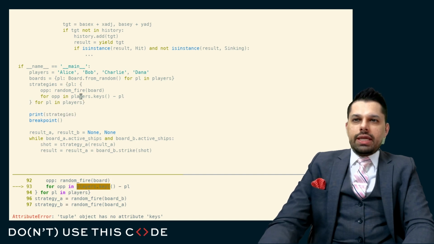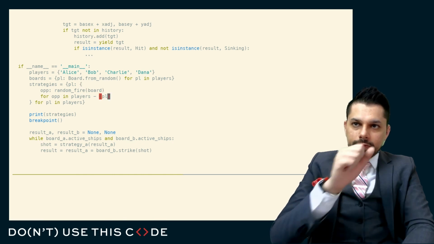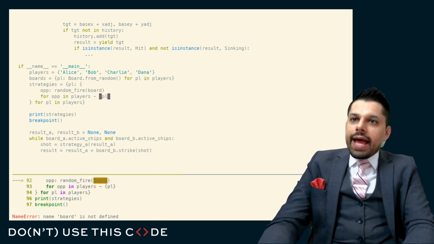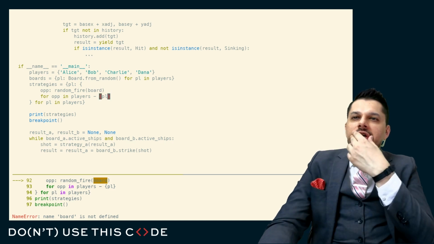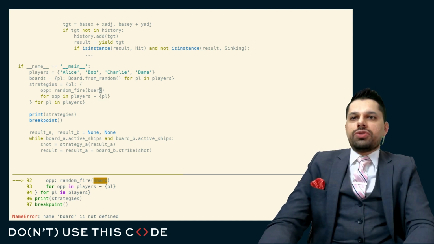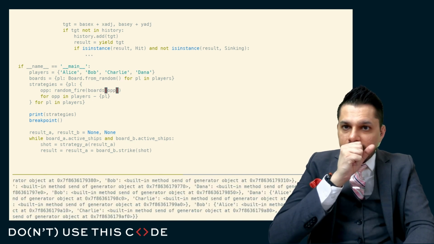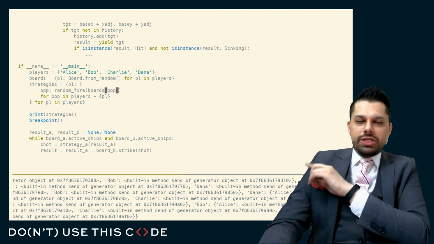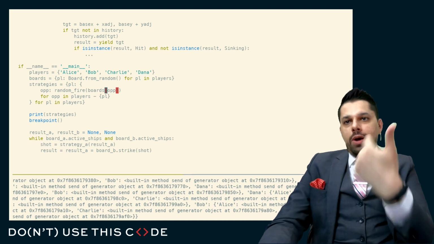And this shouldn't be players.keys. Actually, we can do it like this, because the players can be considered unique, and that allows us to do the set subtraction. So there we go. And here we need to go through each board. So this would be the boards for that opponent. There we go. Okay, so now we have a strategy set up for each opponent player.